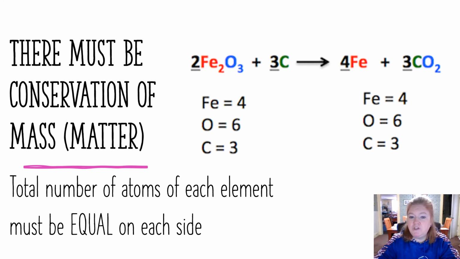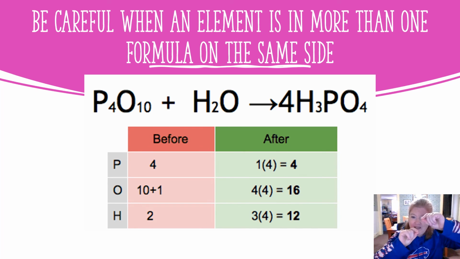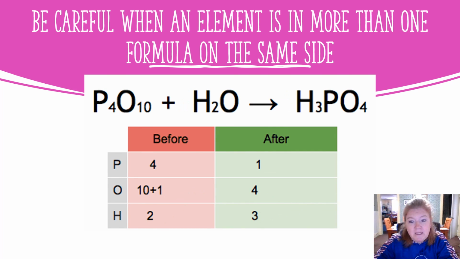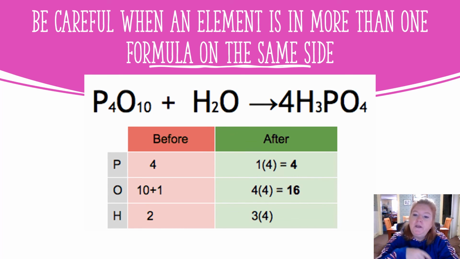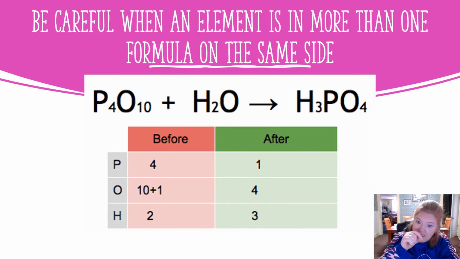There must be conservation of mass. So that means the total number of atoms of each element must be equal on both sides if it's balanced. Be careful when an element is in more than one formula on the same side. So remember, I wrote it twice and then kind of off to the side totaled it, because it can get a little bit complicated. If you're putting a coefficient in front of one, you're only changing it in that formula, not the other formula. So I like to keep them separate and then just add them off to the side.